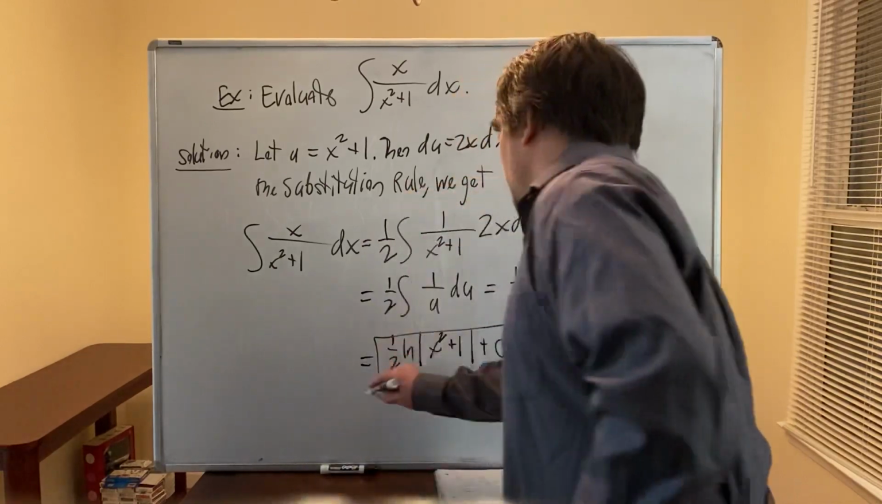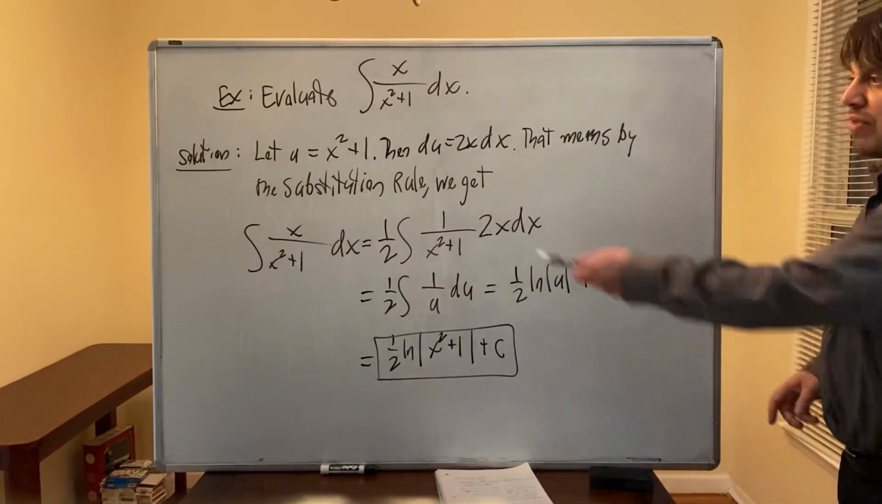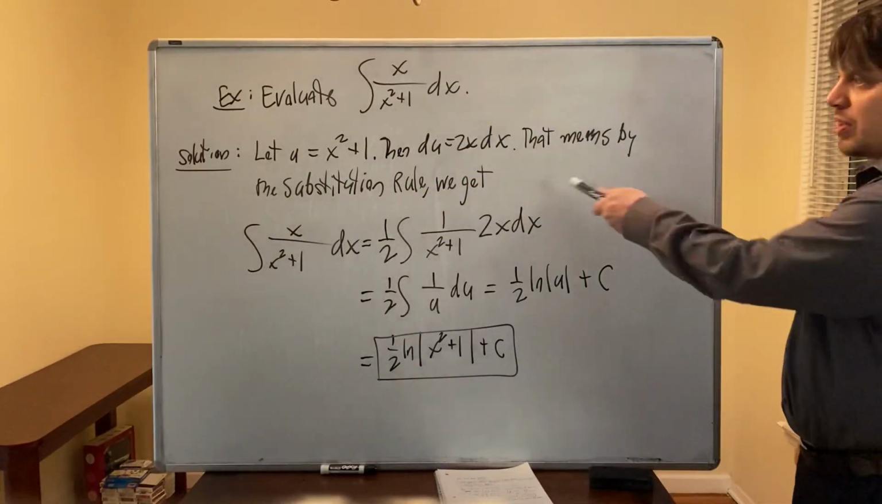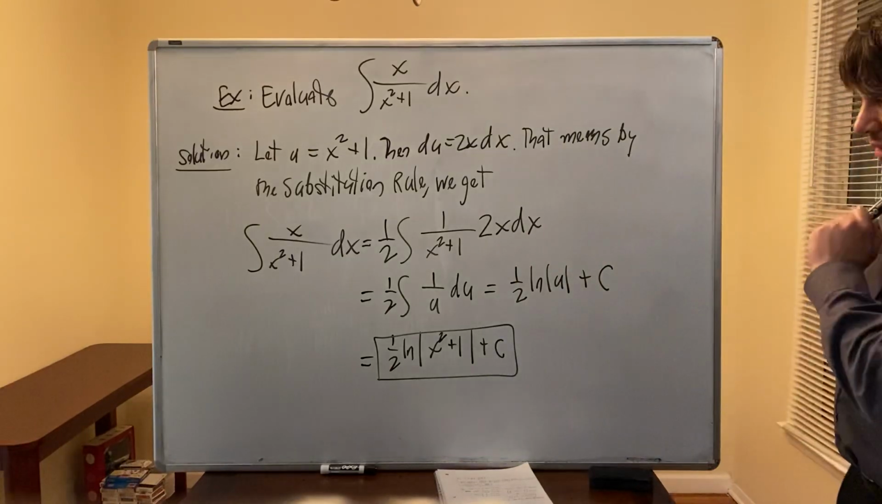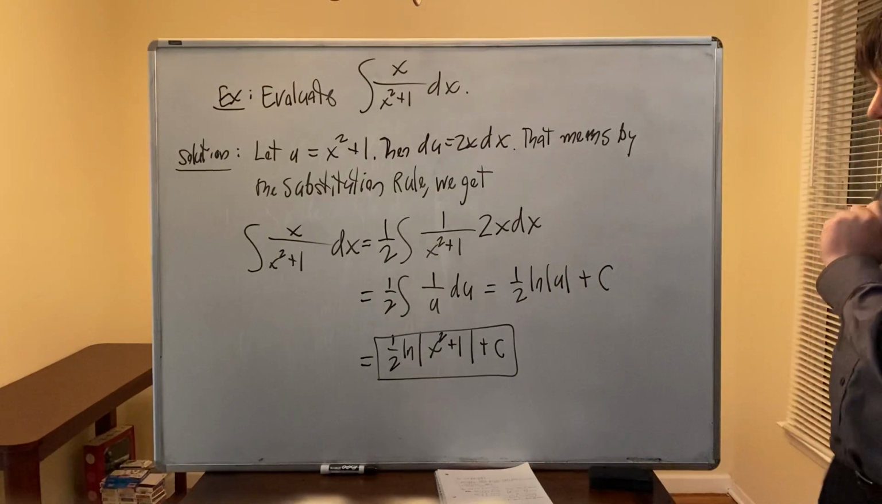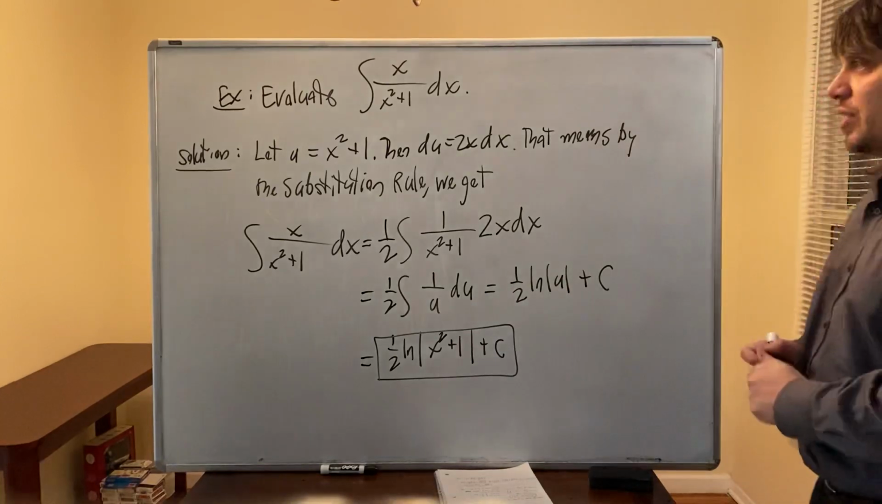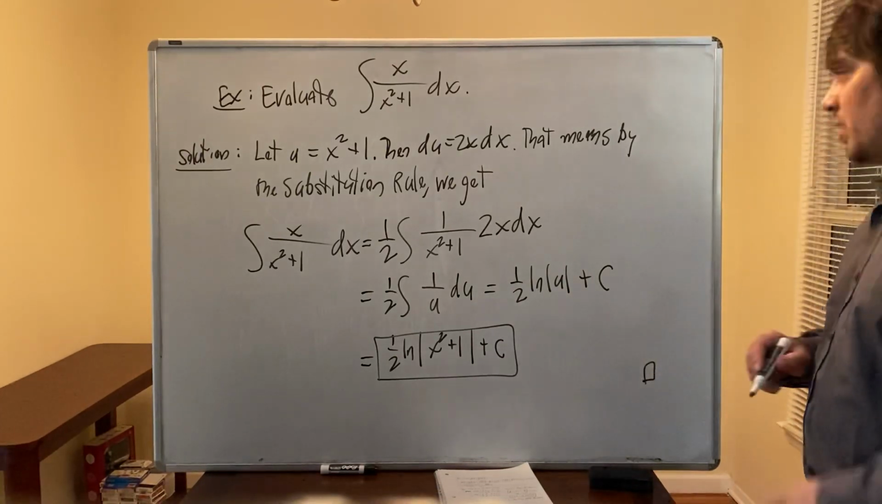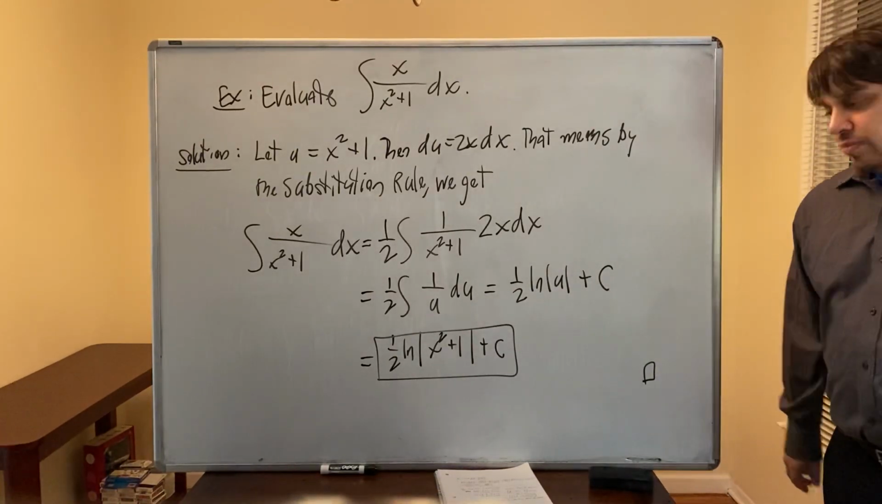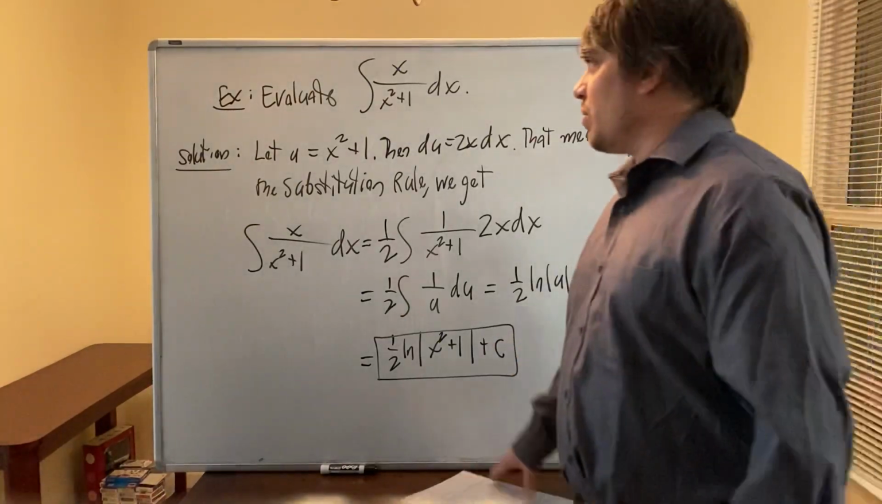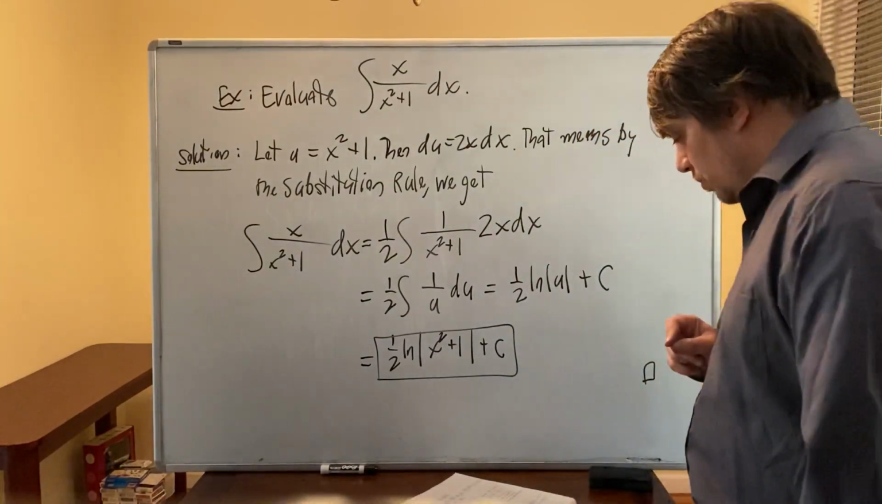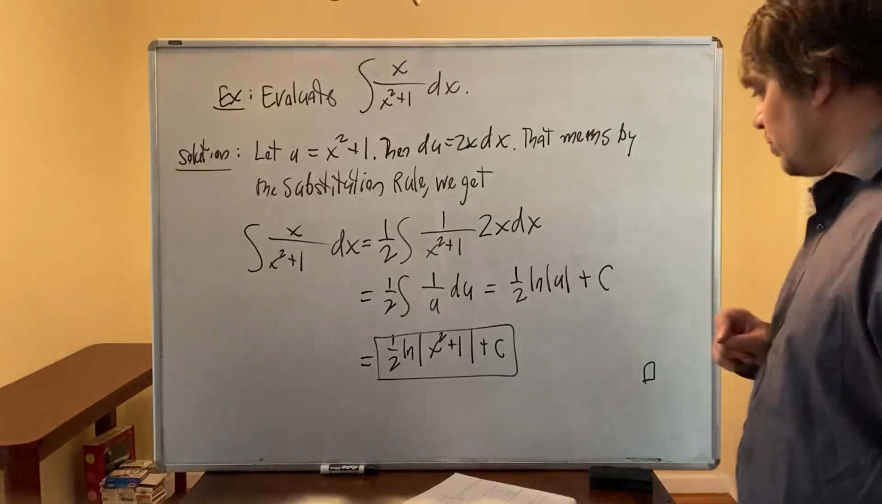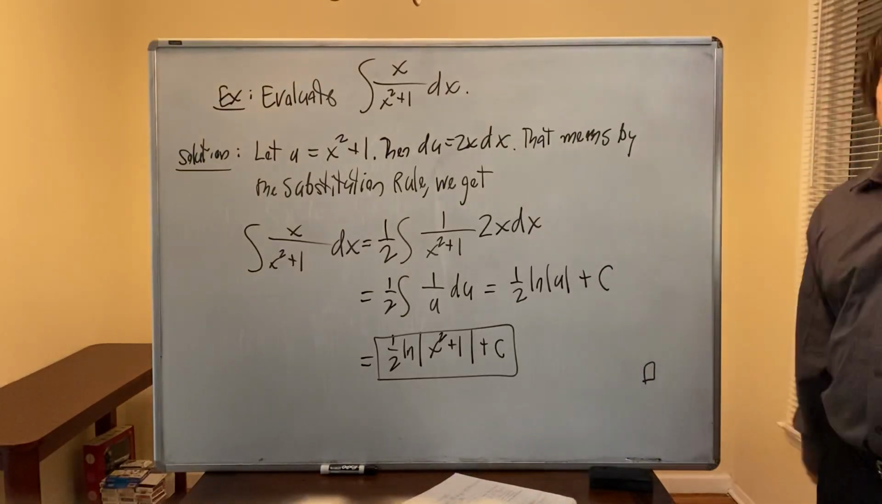And so that's the answer. So the integral of x over x squared plus 1 dx by the substitution rule is equal to 1/2 ln of the absolute value of x squared plus 1 plus c. Okay, and so that is where you're done evaluating that indefinite integral, finding the most general antiderivative of x over x squared plus 1. Okay, there's the example.